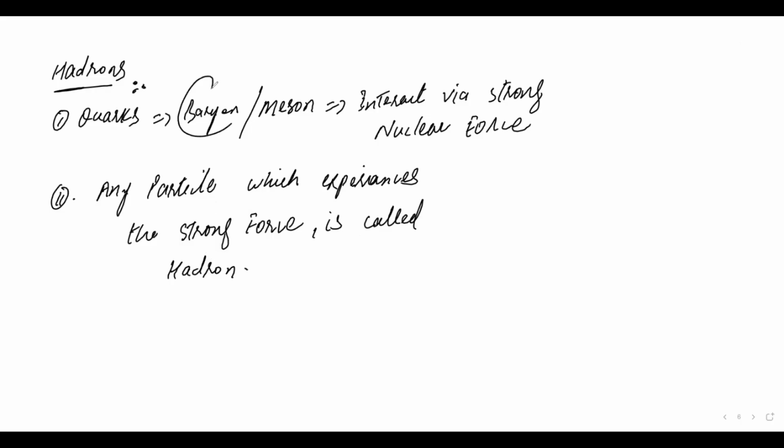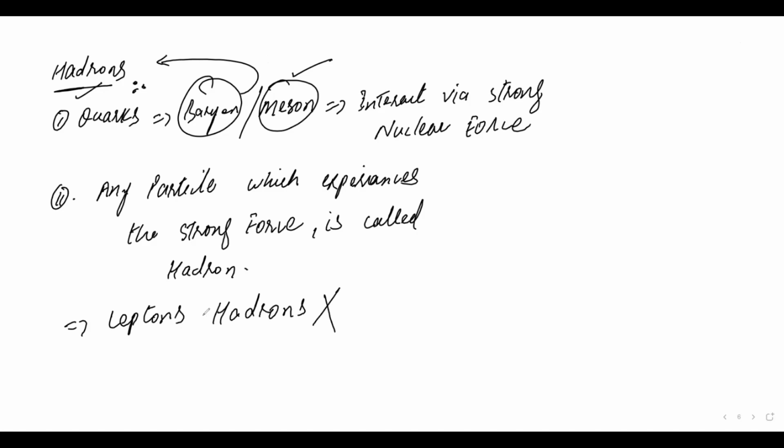So remember that both baryons and mesons are hadrons as well. But leptons do not experience the strong nuclear force. That is why they are in a separate class of particles from the hadrons. Mesons are some sort of hadrons, but leptons are not hadrons. Leptons would never be hadrons. Is that clear?